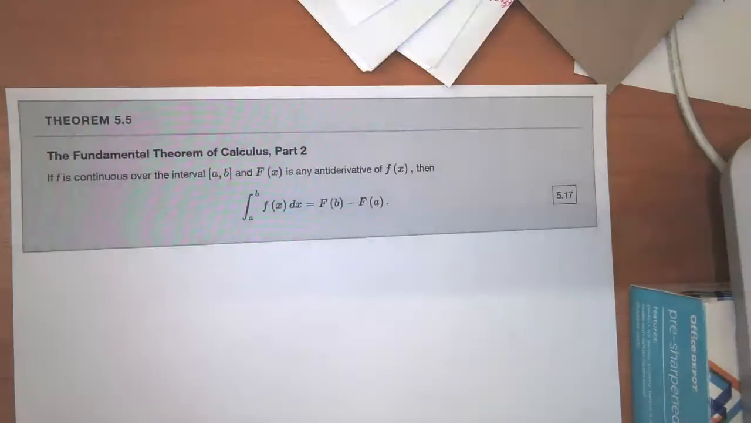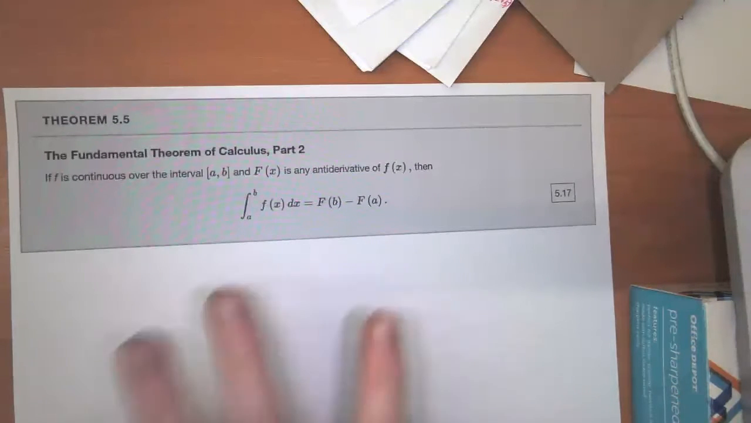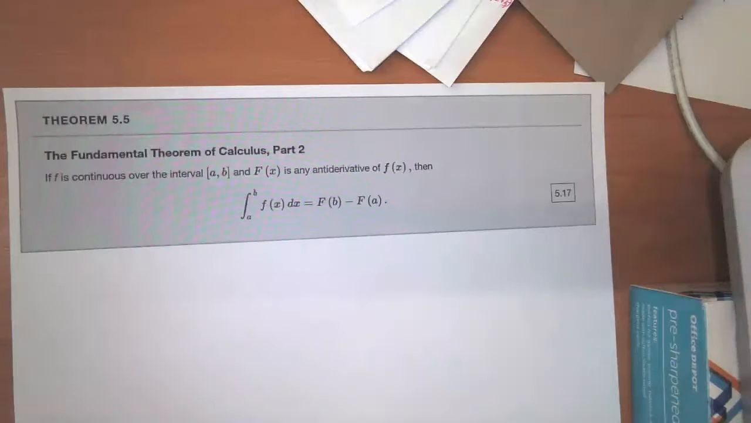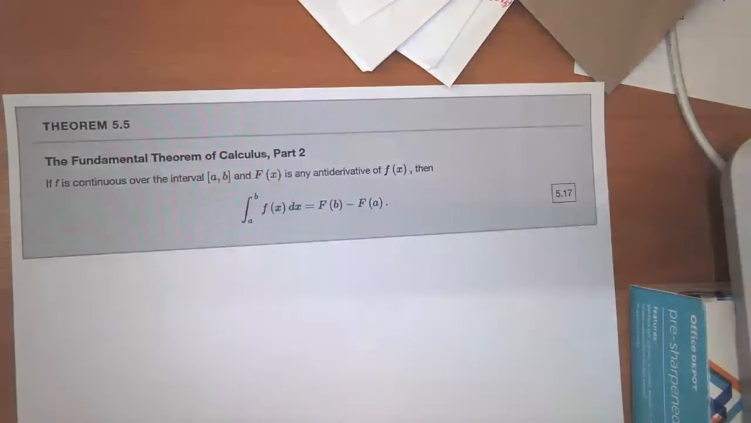There are actually two different forms of the fundamental theorem of calculus, and some people call them part one and part two. Some people call it the first fundamental theorem of calculus and the second fundamental theorem of calculus. For various historical reasons, we introduce them to students in the opposite order. So this is the part two of the fundamental theorem of calculus.